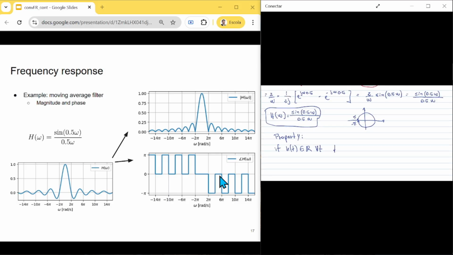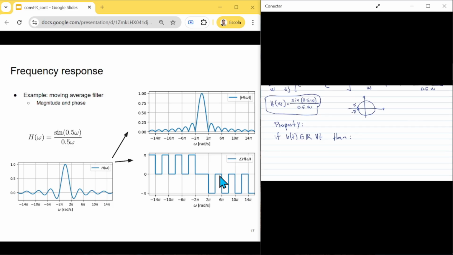Then I have two consequences. One is that the absolute value of H of omega will be symmetrical. So if I take some omega here, for instance, 5 pi, the H of minus 5 pi will have just the same magnitude, the same amplitude.